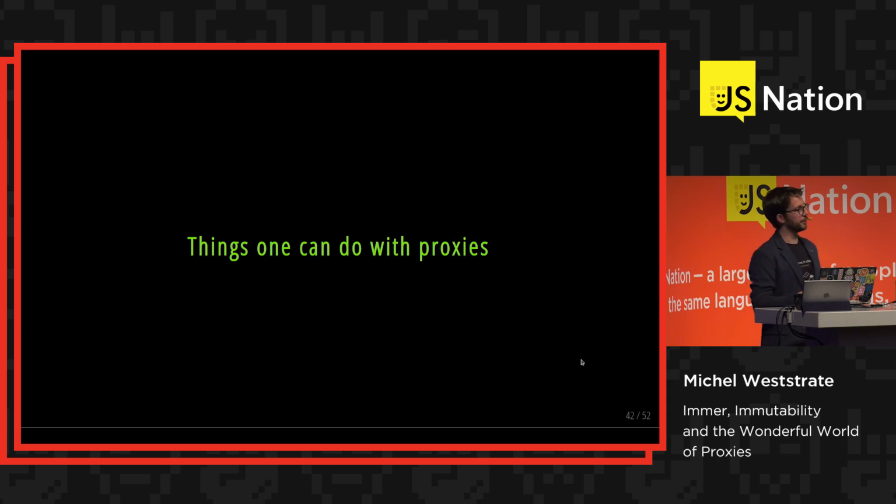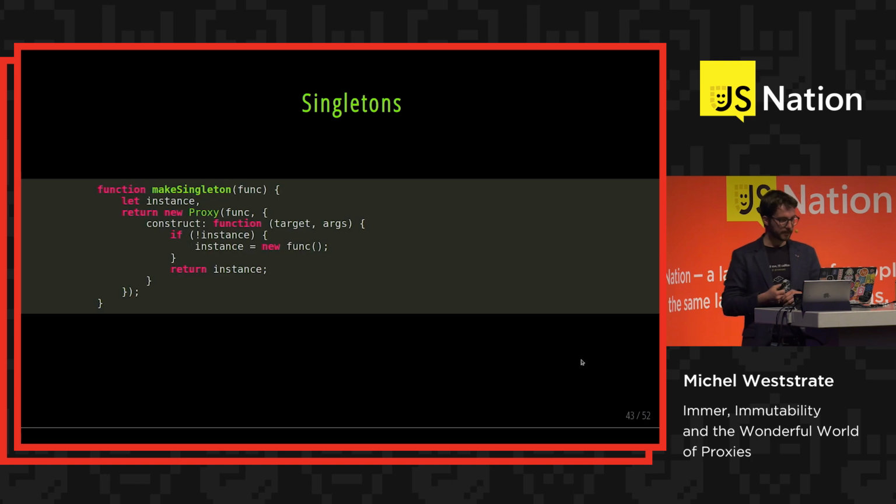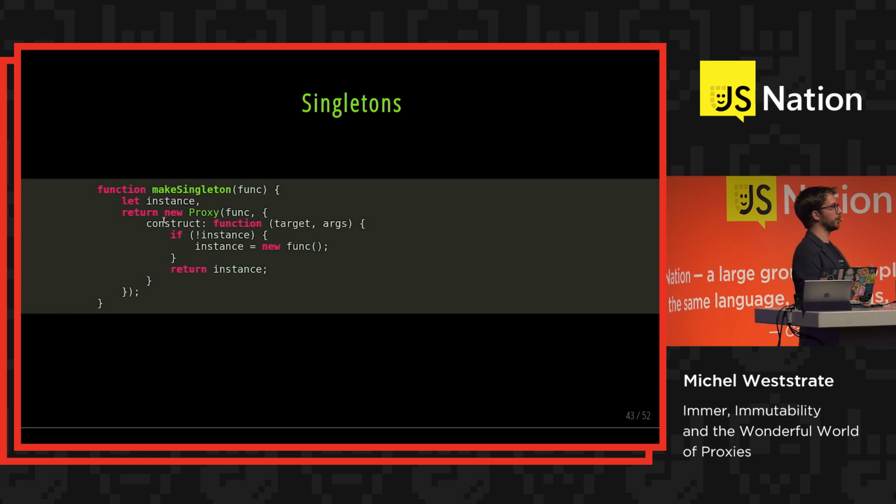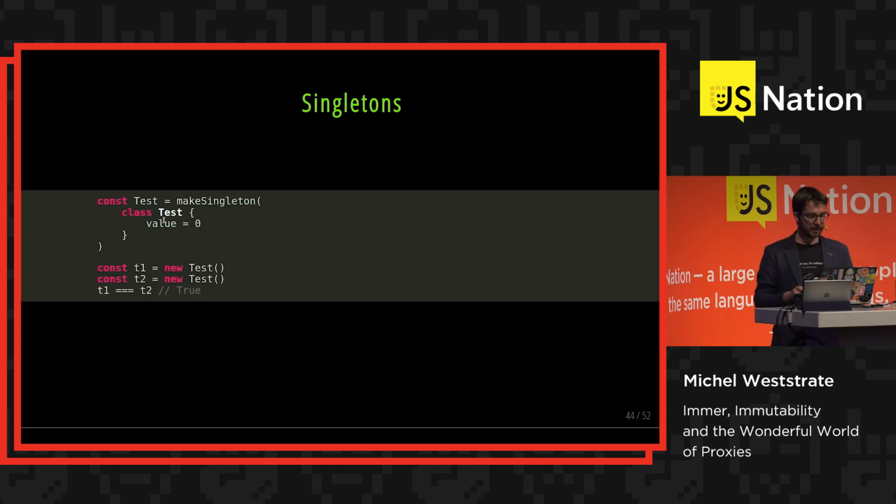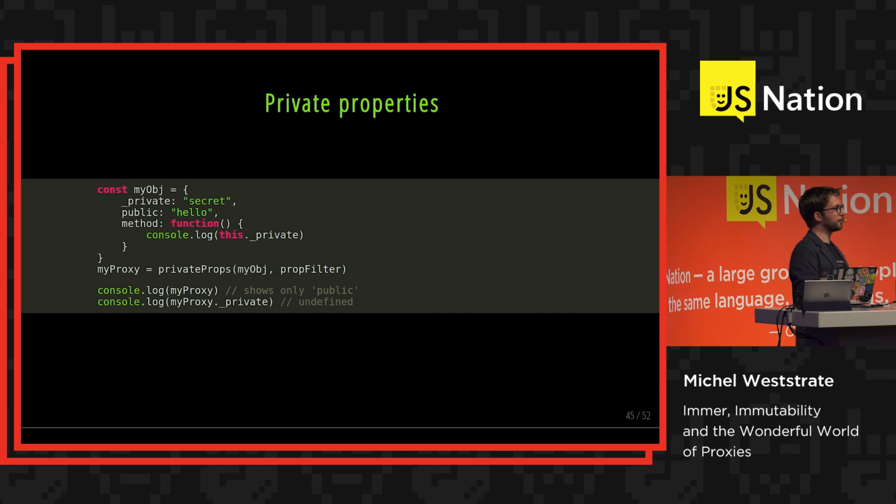So Immer is one cool application of proxies, but there are many, many more. So for example, you can create true singletons. What you can do is, if you have a constructor function, you can trap the fact that it's called as a constructor. So that means that if you use this proxy, you pass it a class definition, and it returns you back a true class definition again. However, if you try to new it twice, you get back the same instance. So you get a true singleton. Or here's something else. You can make truly private properties where if you try to enumerate them, they don't show up. If you try to read them from externally, they don't show up. But if you try to read them from their own methods, they do show up. So you can make things truly private.